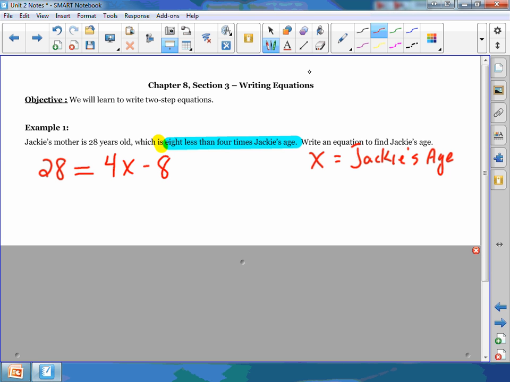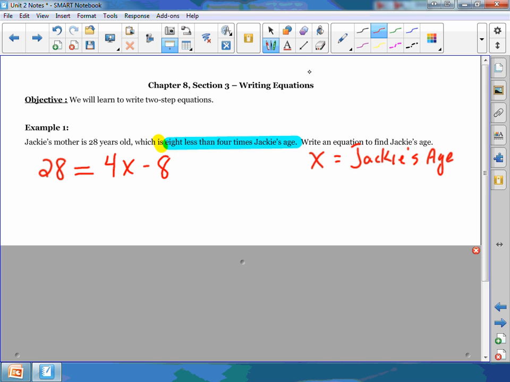You want a table? Draw a table. You want an algebraic? Then just show all that steps. So I'm going to do these algebraic today. All right, so what do we find Jackie's age to be? Quinn? 9. Anybody else get 9?